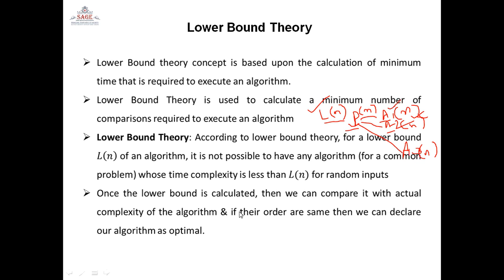Once the lower bound is calculated, we can compare it with the actual complexity of an algorithm, and if their order is the same, then we can declare our algorithm optimal. If this algorithm is designed to solve this problem and it has the same nature as the lower bound, then this algorithm is said to be an optimal one.